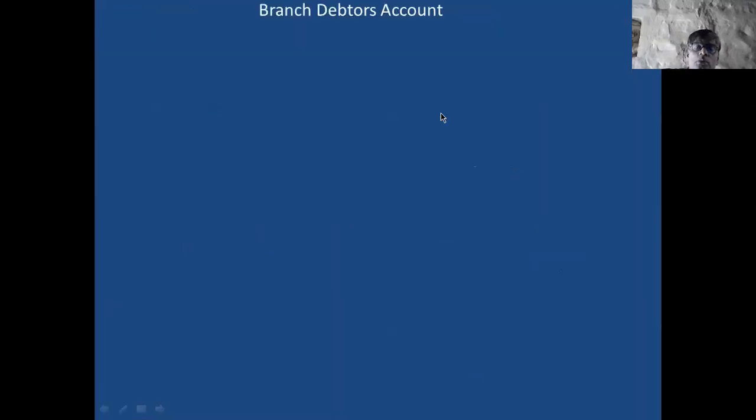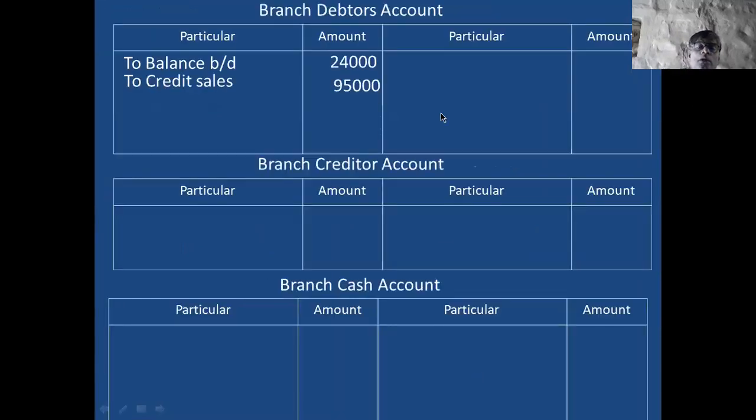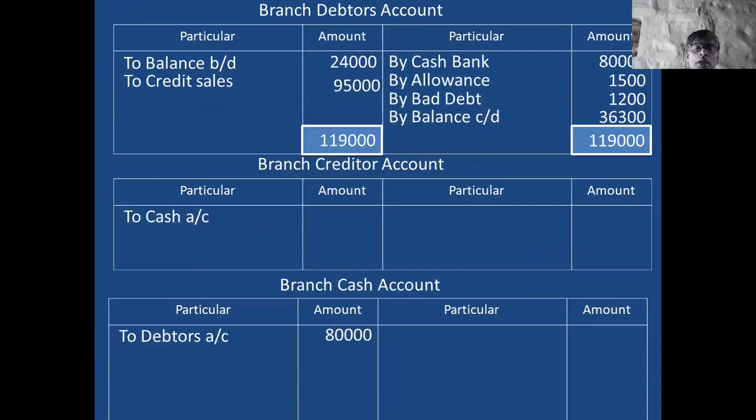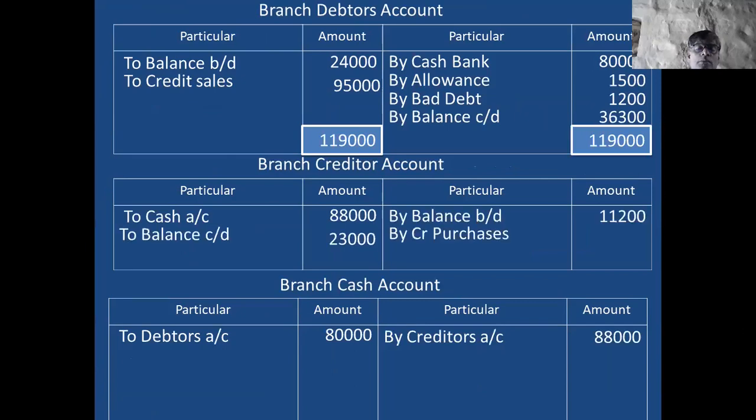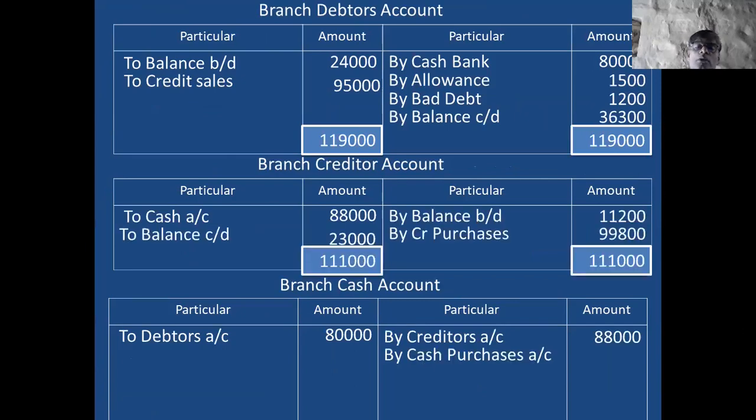Then I already showed the debtors account and creditors account and the cash book. There is no doubt about this. In the creditors account, we ascertain the cash. First, I recorded cash that is not given. You remember this point. Okay. Cash paid to creditors is not given in the problem.